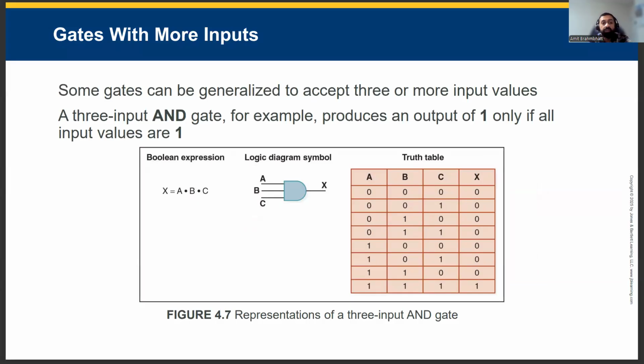Gates with more inputs. Gates can have more than two inputs. A three input AND outputs 1 only if A, B, and C are all 1. A three input OR outputs 1 if any of A, B, or C is 1. The same truth table reasoning scales naturally. Enumerate all 2 raised to n input combinations and apply the gate's rule. Multi-input gates save space and wiring in diagrams where many conditions must be considered together.